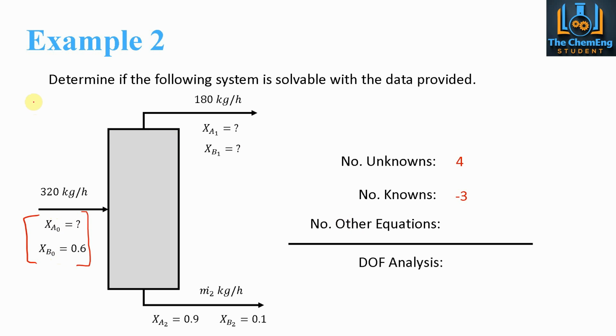Because we know that the composition of XA0 plus XB0 equals 1. That is a given equation. That's the summation rule of the given streams. So because we know this, we could actually work out what A0 is first. So that will be another equation. So we have -3 plus -1 is -4, plus 4 gives us 0.